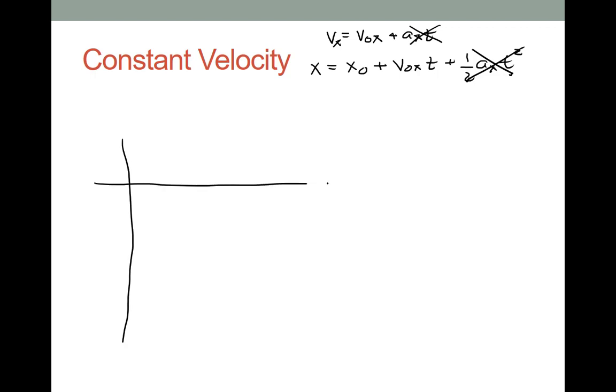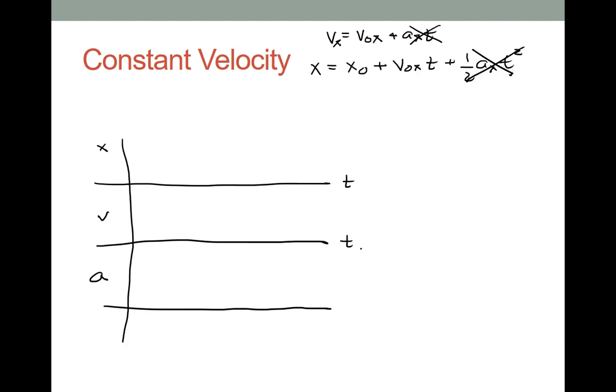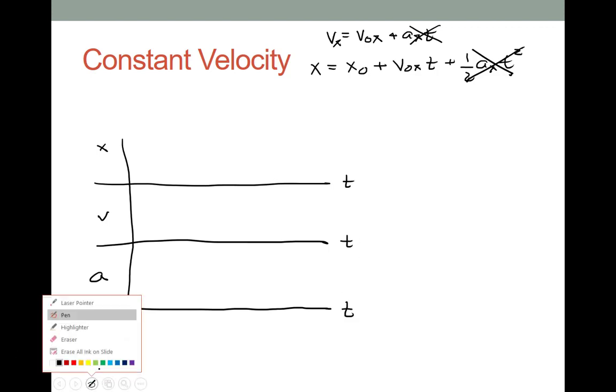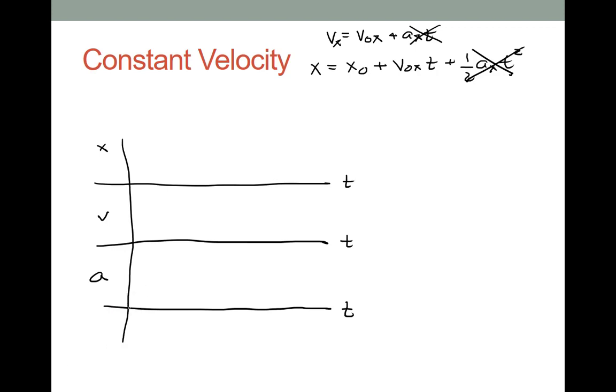As before, graphing, putting position on the upper graph, velocity in the middle, acceleration on the bottom, and time on the x-axis in all three cases. Our acceleration graph is 0, so that's just a straight line right here on 0. Our velocity graph is constant. In this case, let's let it be a negative number, whatever it happens to be. There it is.